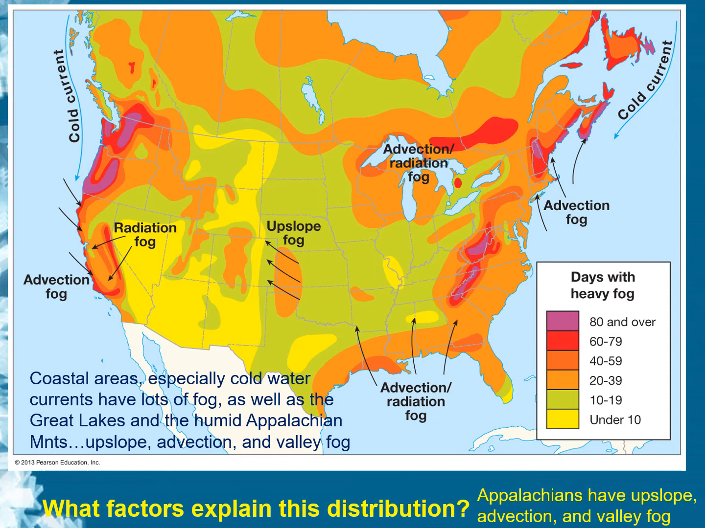And then, of course, advection fog up there in New England and getting into Canada, Newfoundland, because up there you don't have the Gulf Stream current. It has already headed east to Great Britain, and now you have this cold water current coming down from the Arctic.